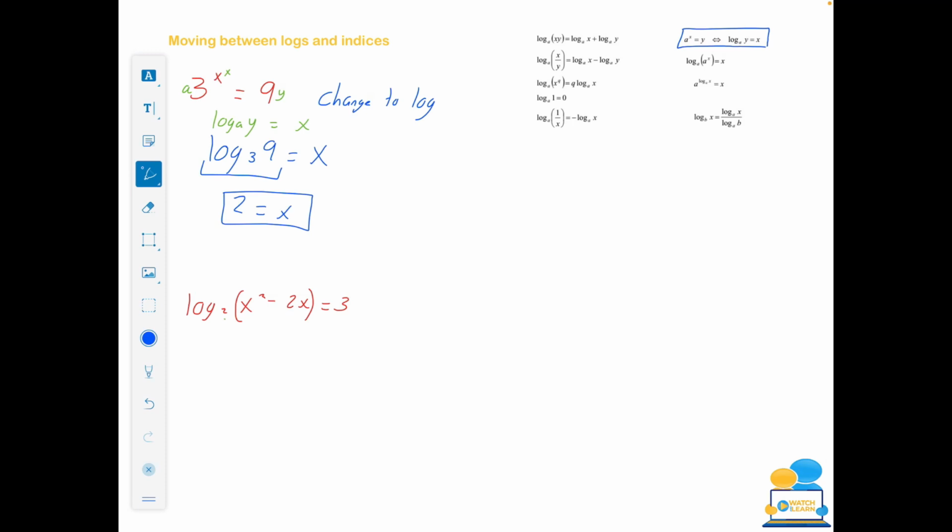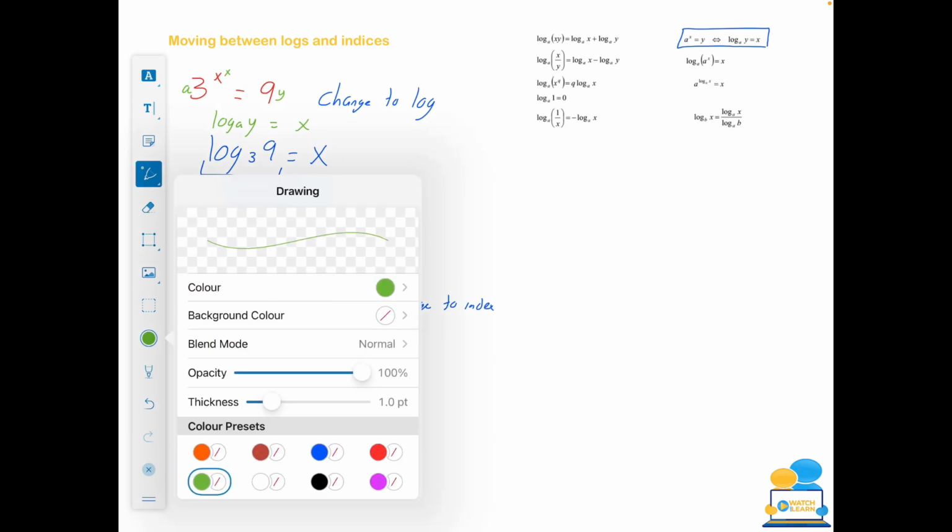So here then the next question, we're solving for x again, but this time our x is stuck with a log. If it's stuck to a log, what you need to do is change to index, or change to an indice. So again, we're going to be using this rule up in the top right hand corner. So what we have at the moment, we have the right hand side of it. We have something that looks like that. So this is our a, this is our y, and this is our x.